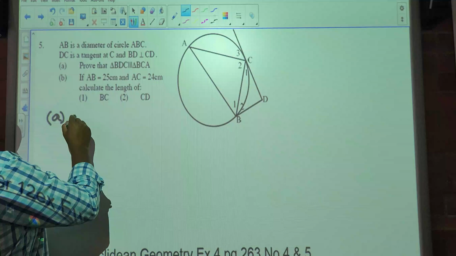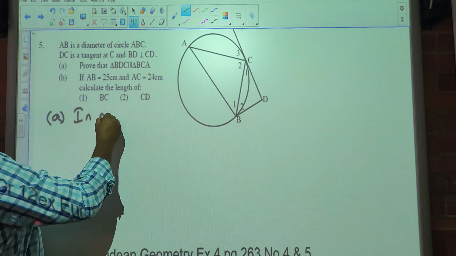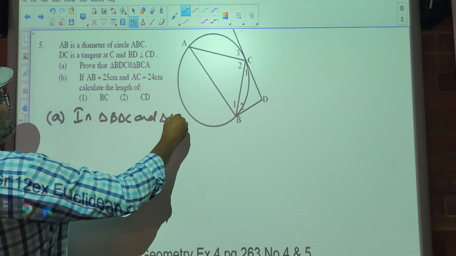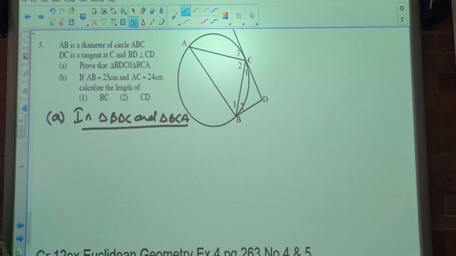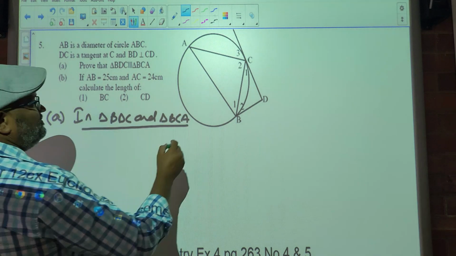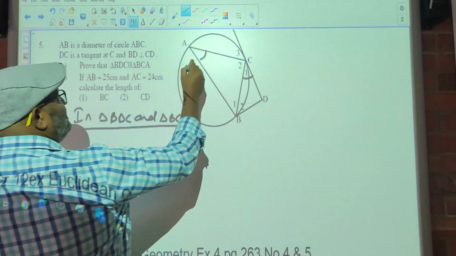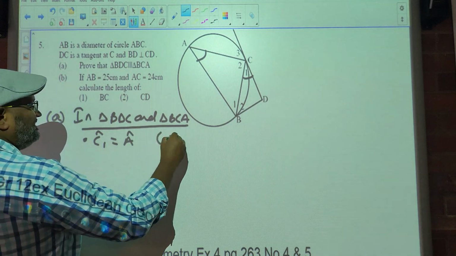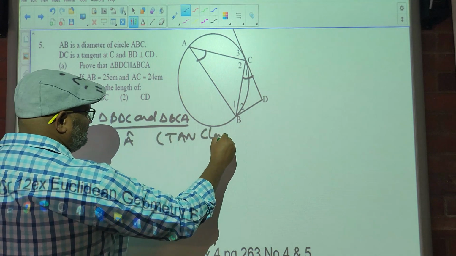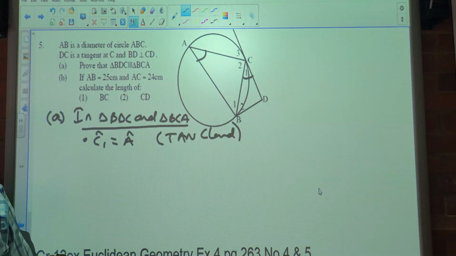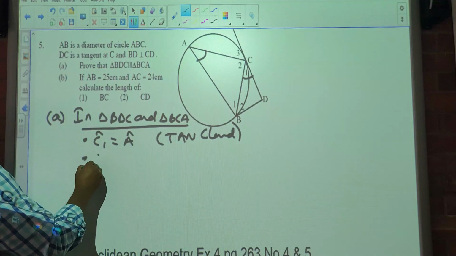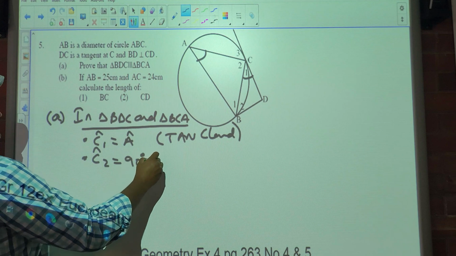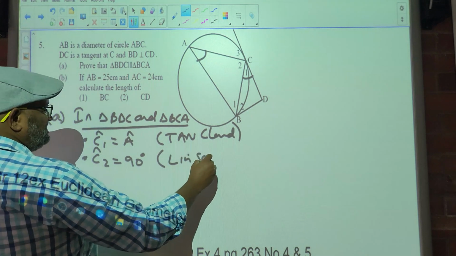Alright, so let's go. In triangle BDC and triangle BCA, what can we do? We say that C1 is equal to angle A. Why? Tan chord theorem. Then we say that C2 is equal to 90 degrees. Why? Angle in semicircle.